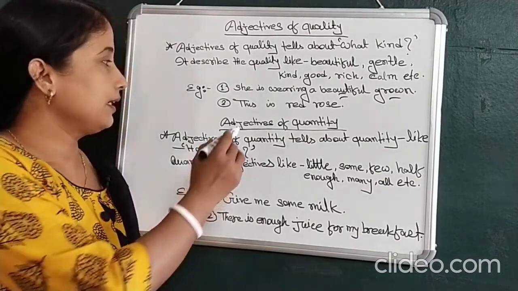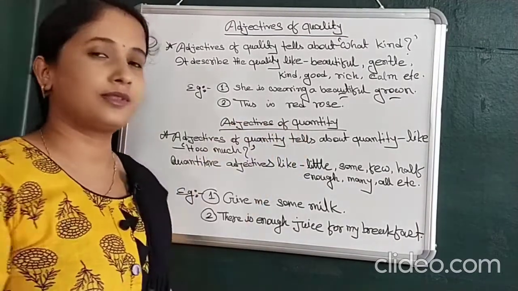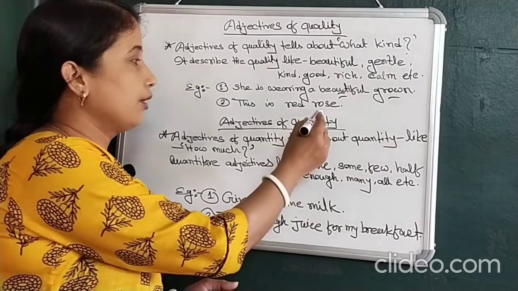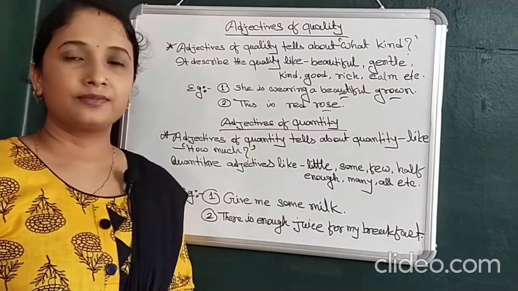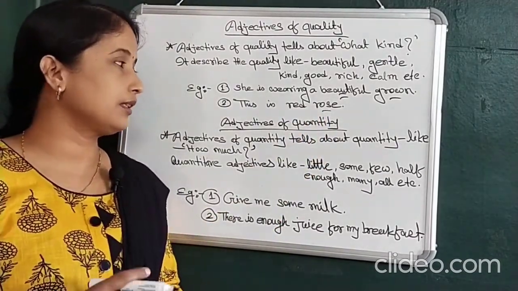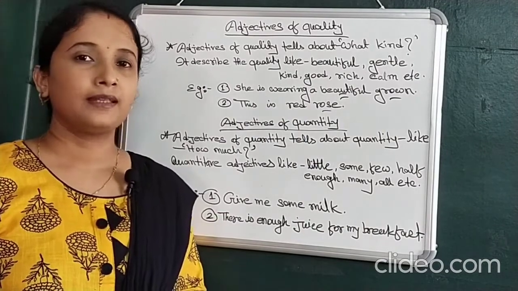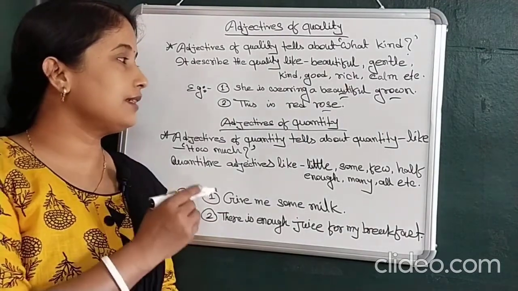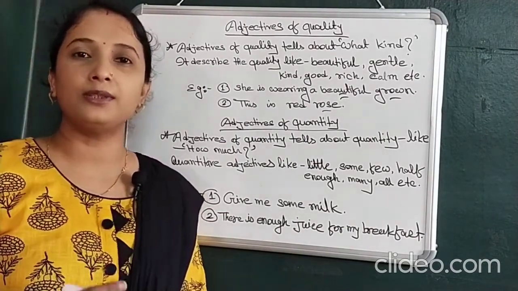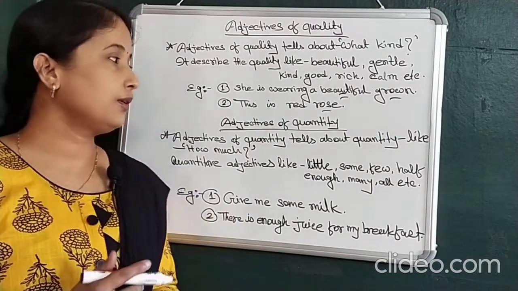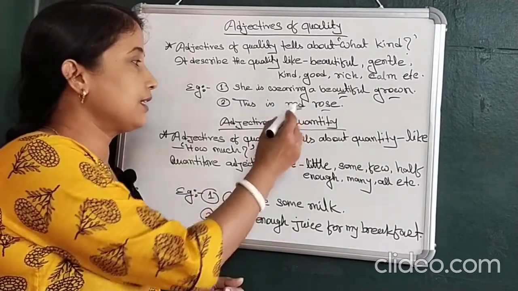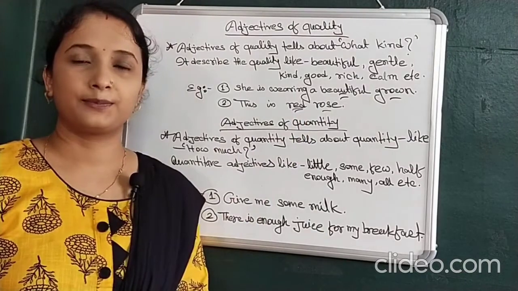Next example, this is a red rose. Here rose is the noun. And how is the rose? The rose is red. So here red describes the quality of the rose. So red is the adjective of quality here.